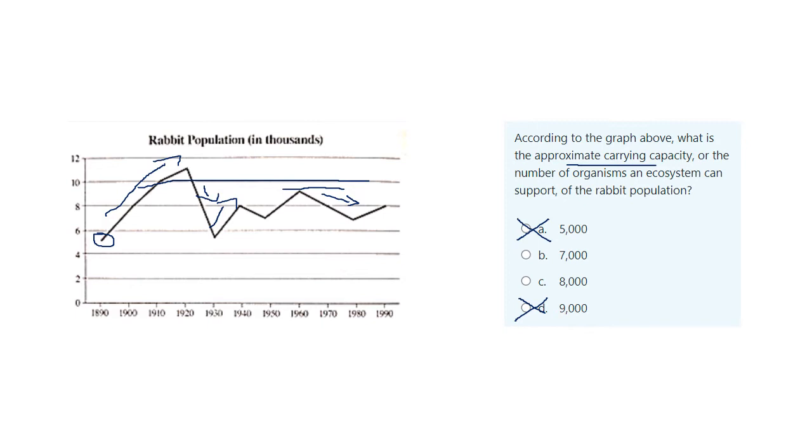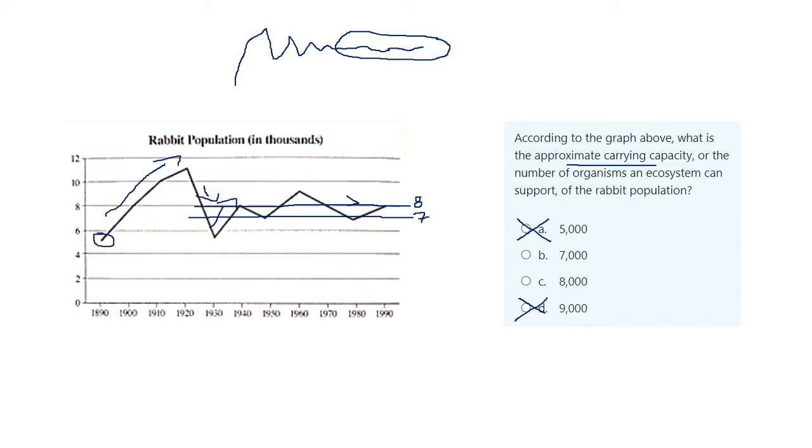So 7,000 would be here. 8,000 would be here. Which one do we think is the carrying capacity? Now, normally, carrying capacity graphs go something like this. You kind of get a horizontal line, and that horizontal line is your carrying capacity. If we look at this graph, we never really get carrying capacity. Okay, so we have to think, where is the average?